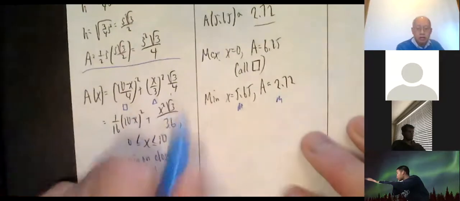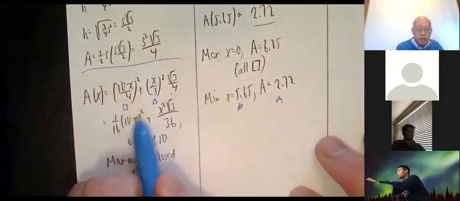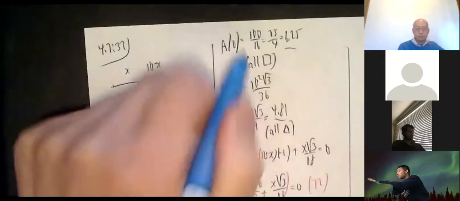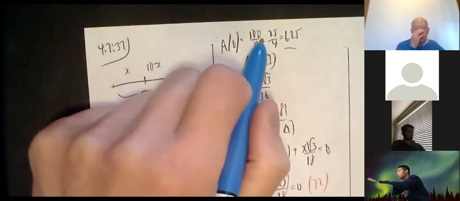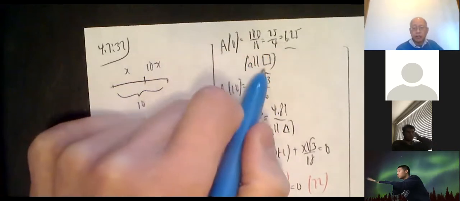Okay, so if I plug in 0, that's gone, right? That's gone. Put a 0 here. I have 10 squared over 16. 100 over 16, 25 over 4, that's 6.25. That's if the whole thing is a square.